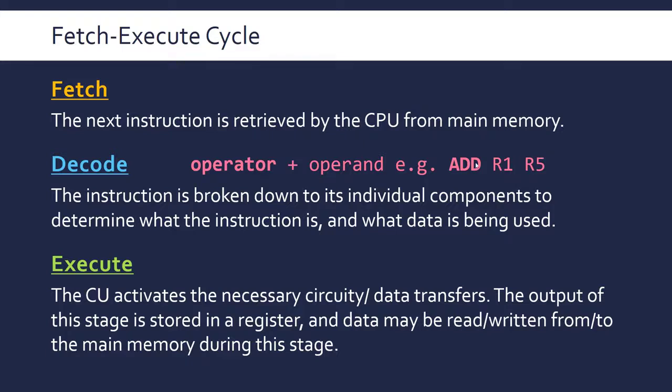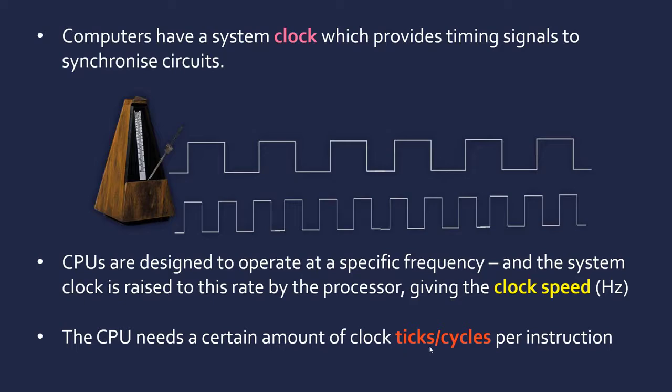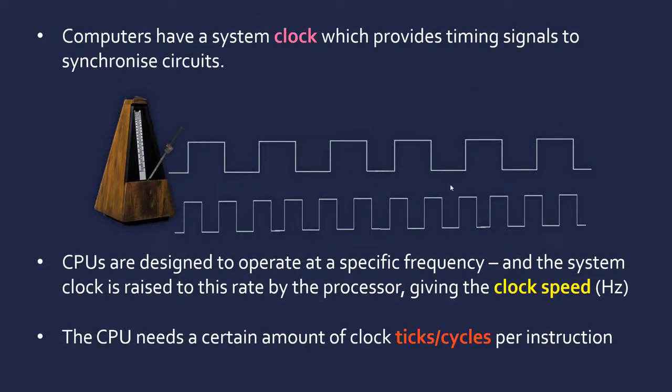So in this case, it's got to read the contents of R5, and it's got to store this in R1. So it's got to do a bit of reading and writing in the execute stage. So this is a cycle, and as I say, it needs a certain amount of clock ticks per instruction, and so the faster the clock speed is, the more cycles it will do, because it's just going to inherently follow the cycle. And so the faster the clock speed is, the higher the frequency, the faster the CPU is.